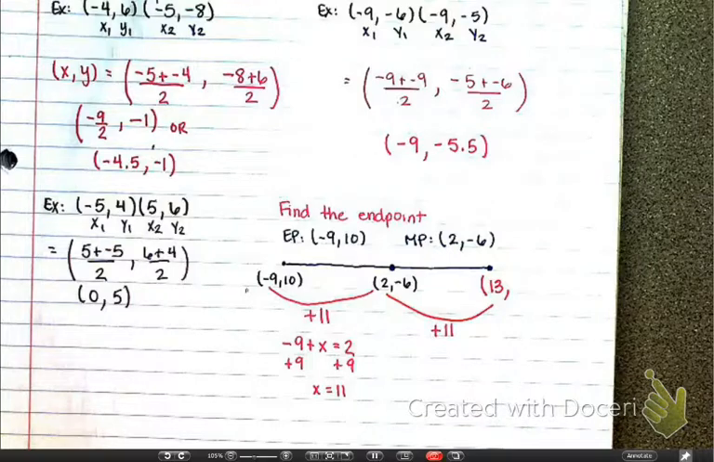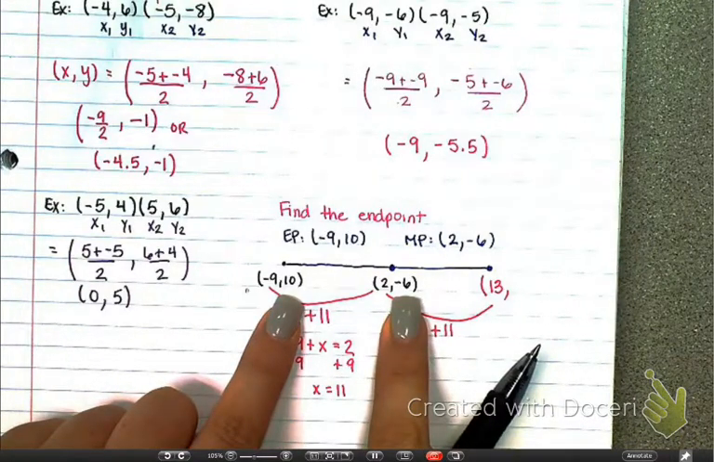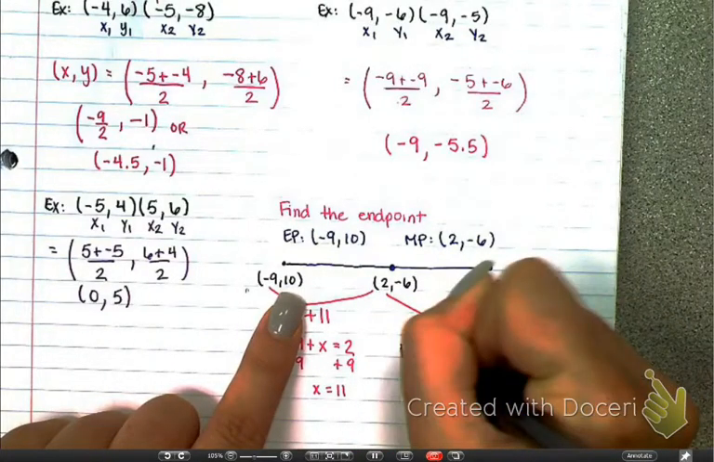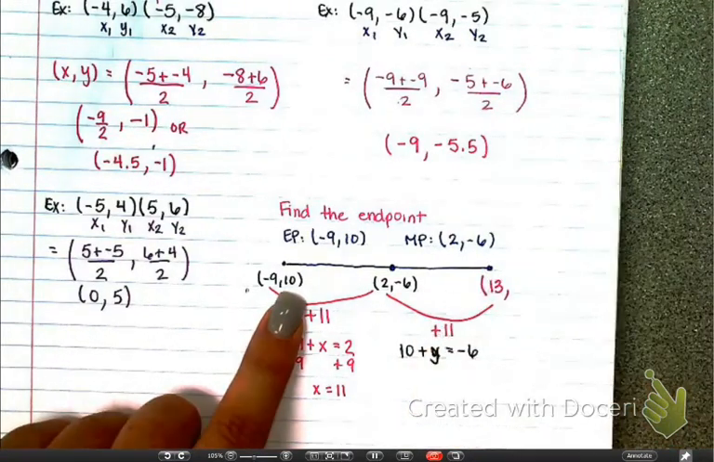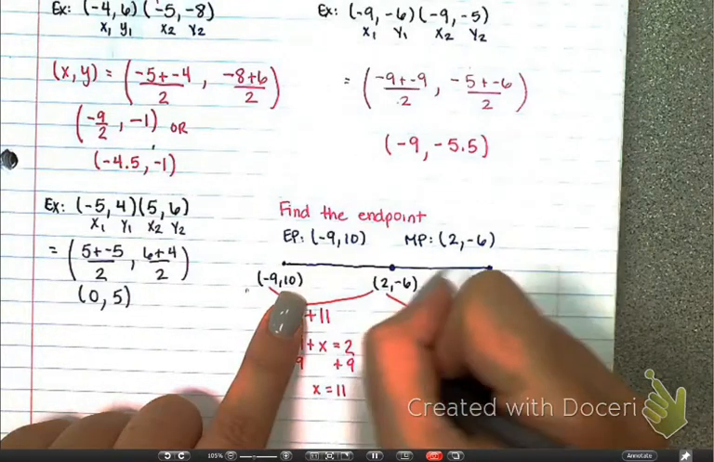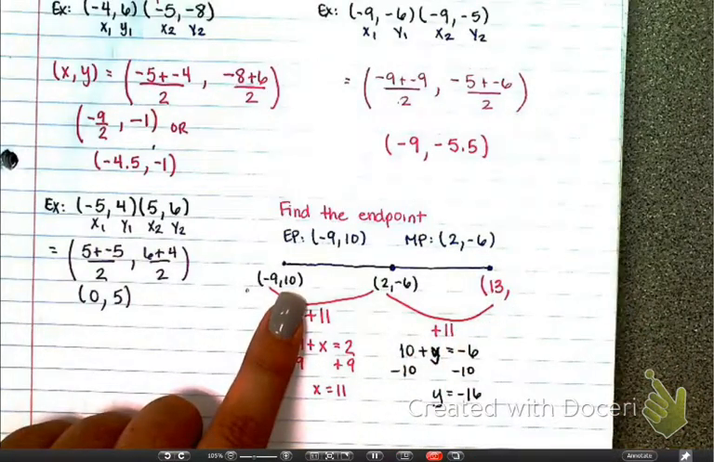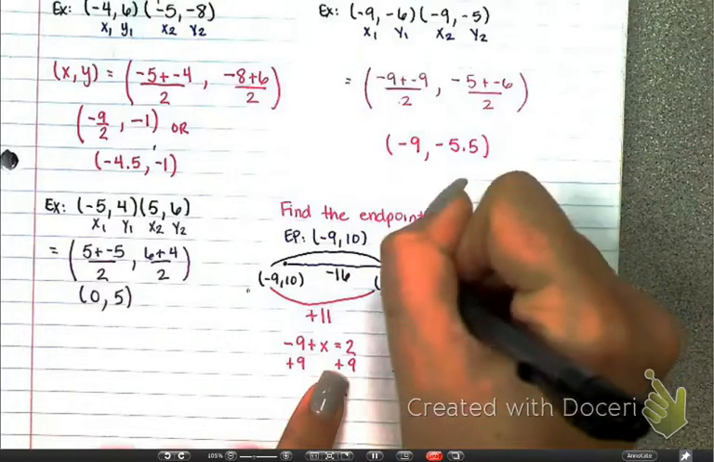Okay? So let's do the same thing with the y's. So I want to go from 10 to -6. So I'm going backwards now, right? 10 to -6. So 10 plus something, I should make that a y, not an x. 10 plus something is going to give me -6. I went backwards 16 units. So here I subtracted 16. I'm going to subtract 16 again.